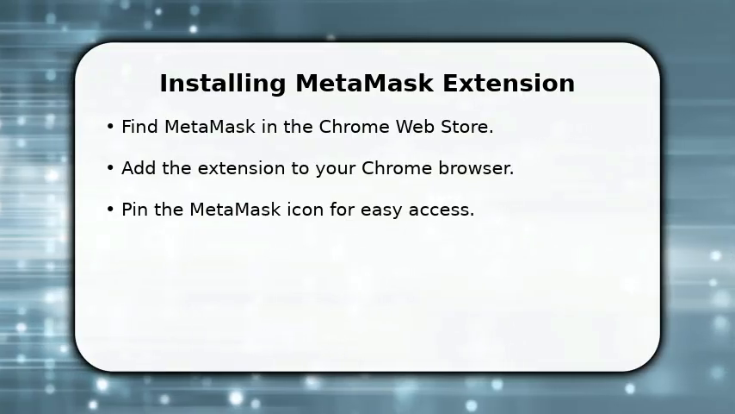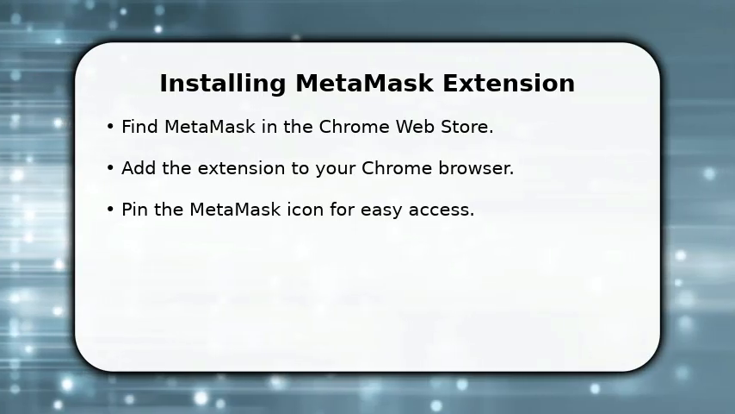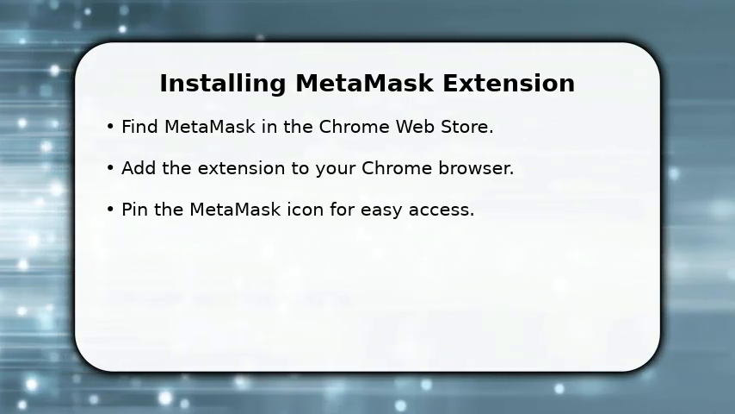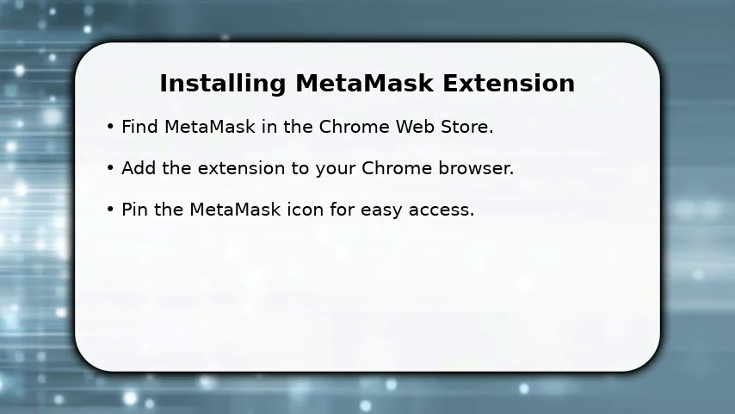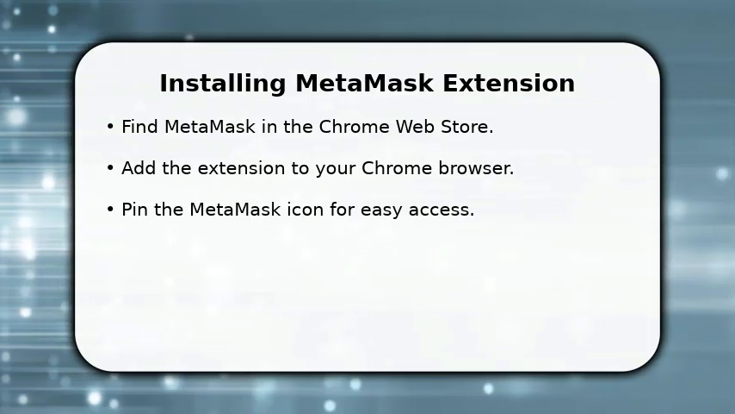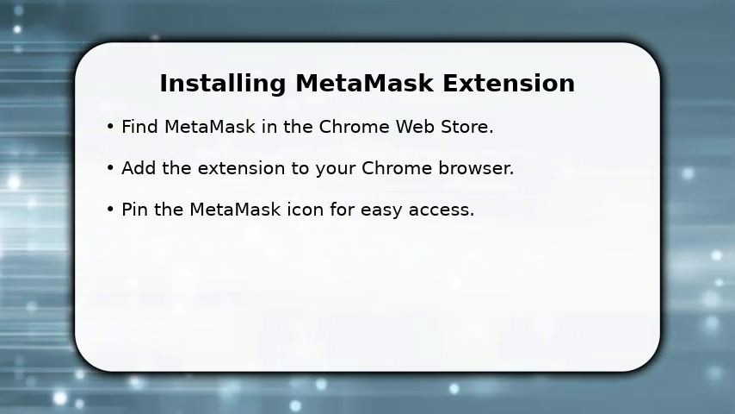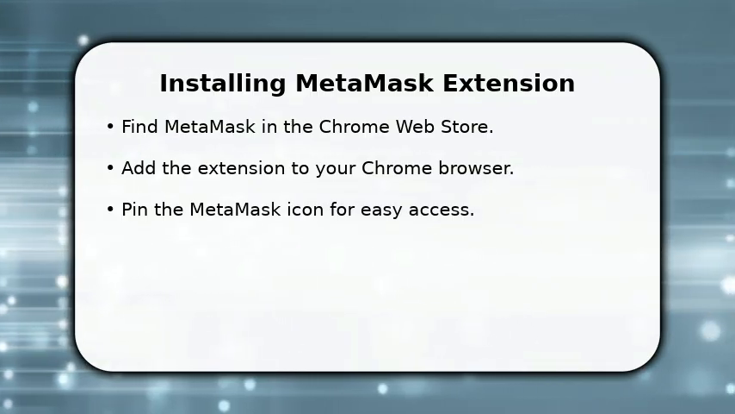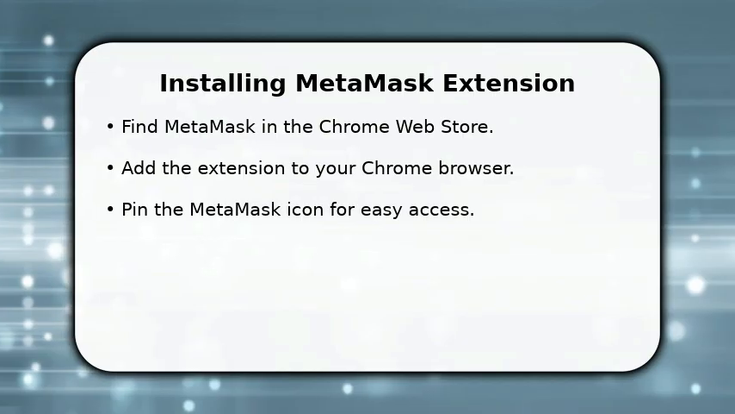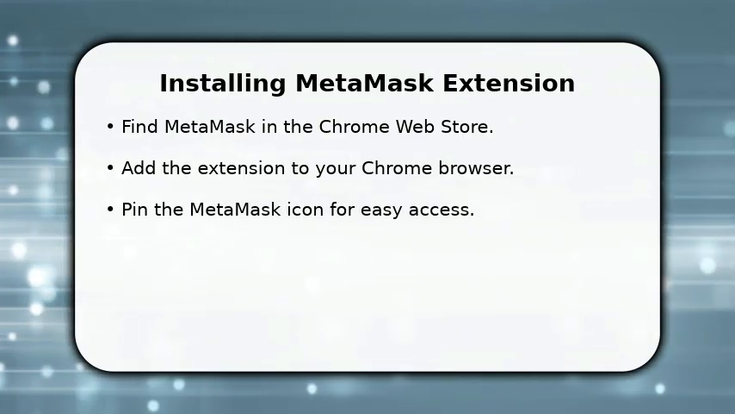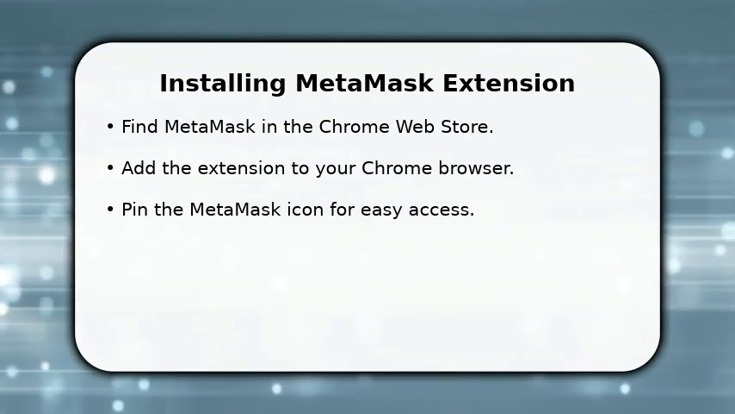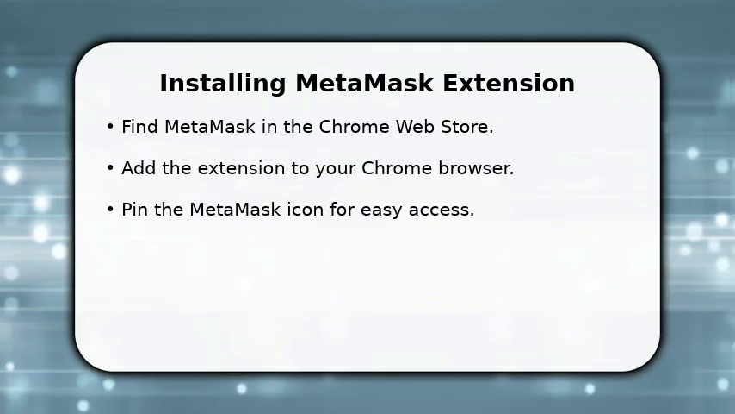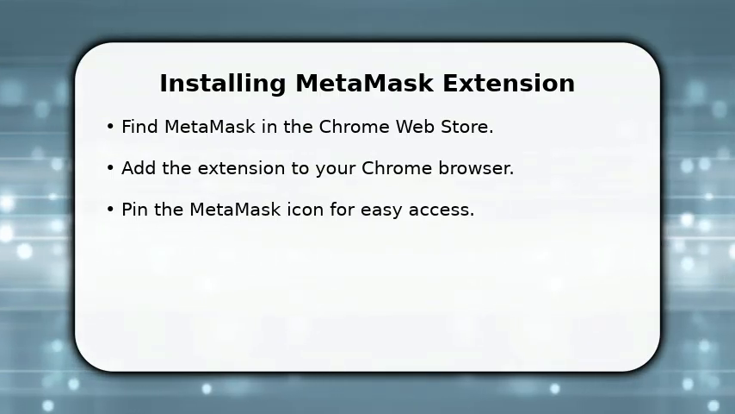In this video, I will explain how to use the MetaMask Chrome extension. First, open your Chrome browser and navigate to the Chrome Web Store. Search for MetaMask and click Add to Chrome. Confirm the installation, and then pin the MetaMask icon to your browser toolbar. This makes it easily accessible for all your future decentralized application interactions. It's a quick process, taking less than 1 minute to complete.